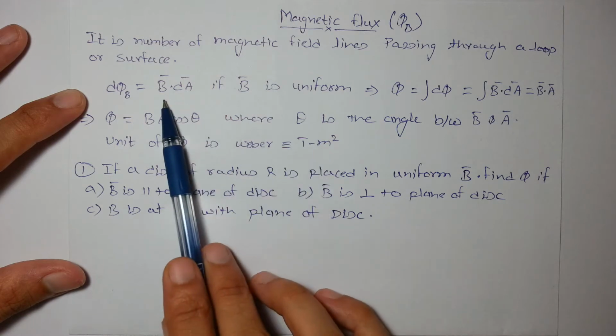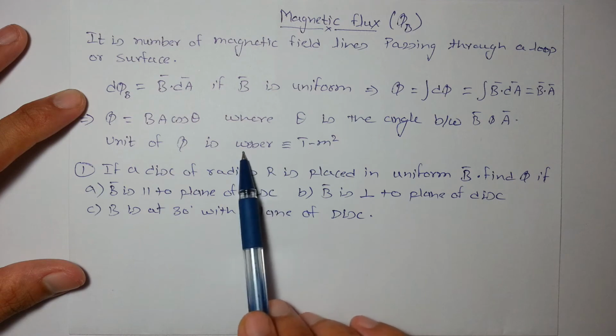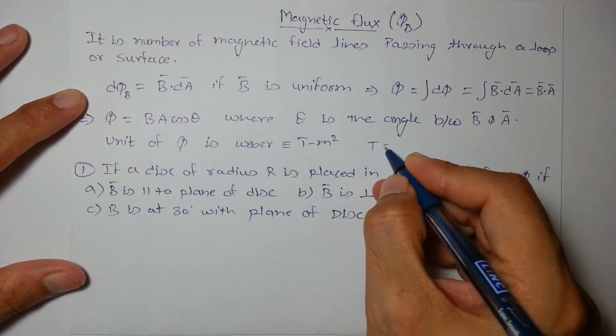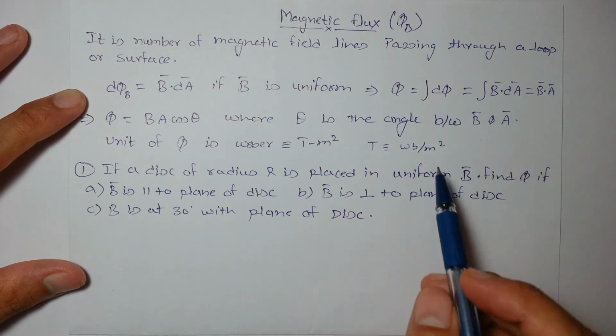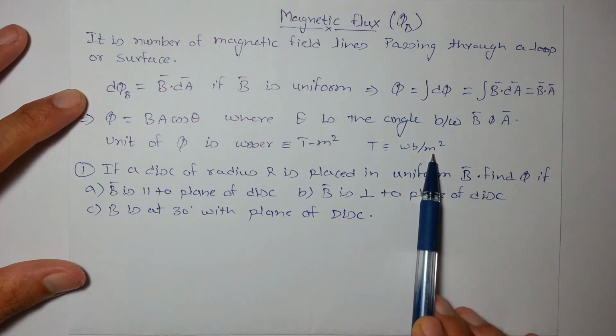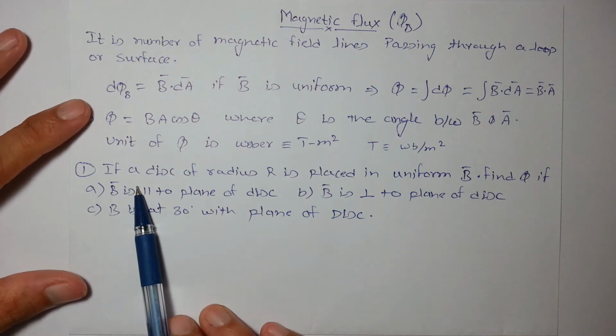Field into area means Tesla into meter square. So that is equivalent to Weber. Sometimes Tesla is also written as Weber per meter square. So don't get confused by the new unit of magnetic field, which is Weber per meter square. It is also a standard unit. So let's start with the first example.